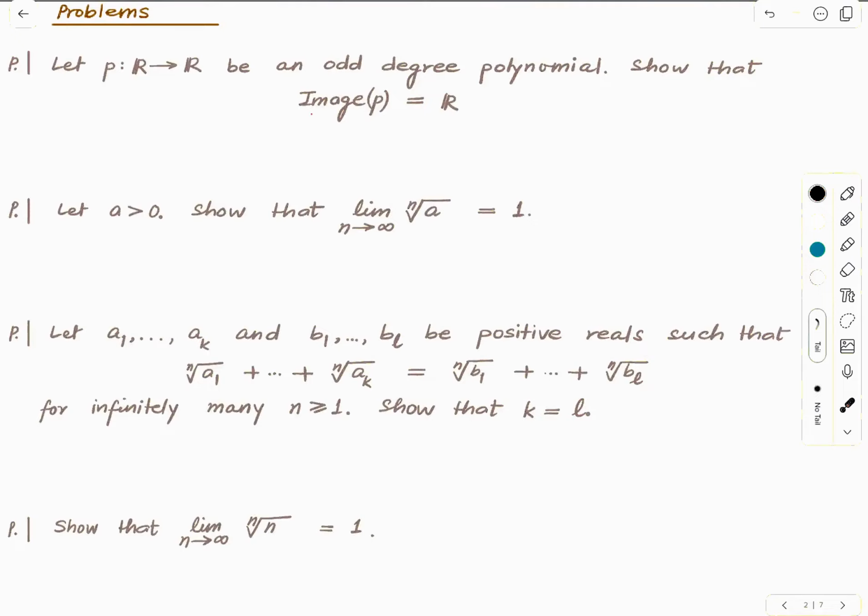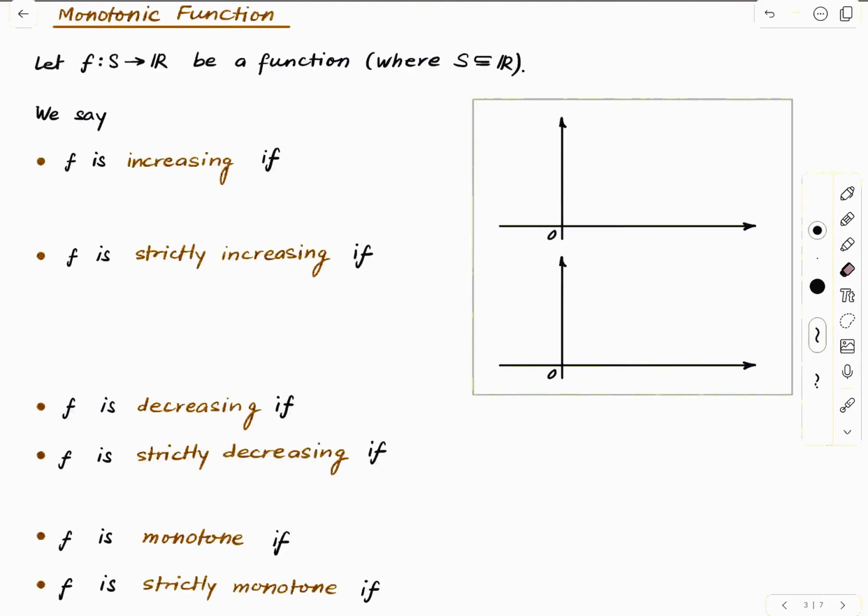Here are some problems for practice. And now let us get started. So just give me 1 second. Yeah. So let's get started.